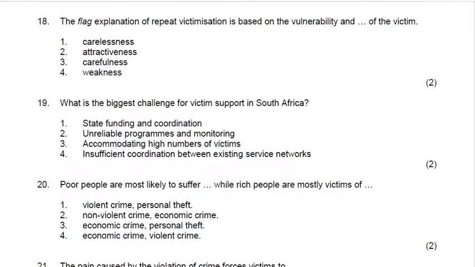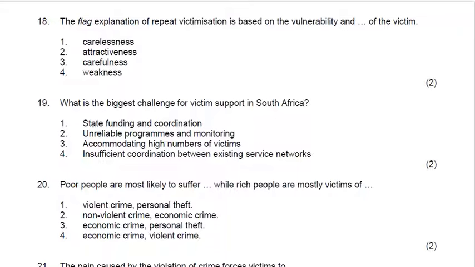Okay, 18. The flag explanation of repeat victimization is based on the vulnerability and of the victim. The answer is 2, which is attractiveness. That is found on page 22 of our study guide.